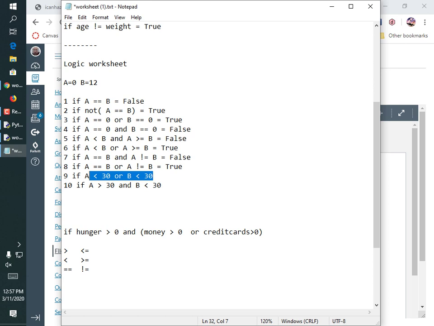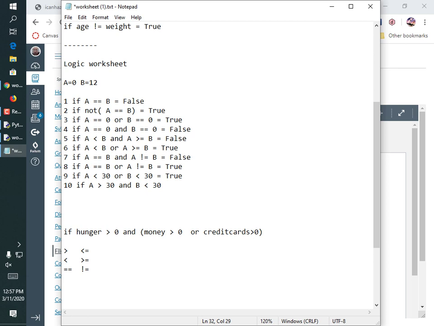All right, I've been talking through those. I want somebody to tell me this one. Is A less than 30 or B less than 30? It's true. Definitely true. A is certainly less than 30. And what do you know? So is B. So even if it had been an and, it would have been true.